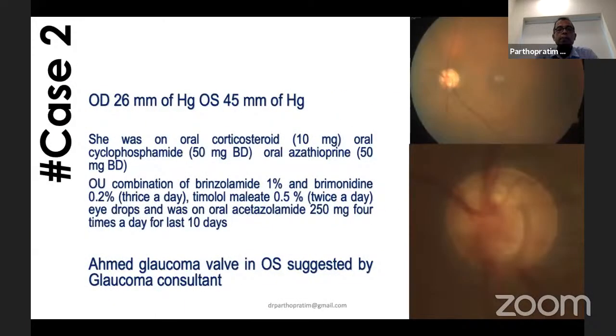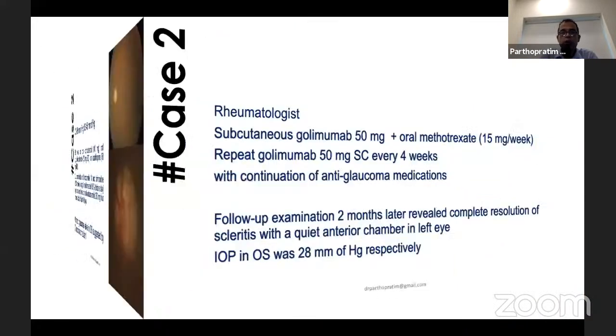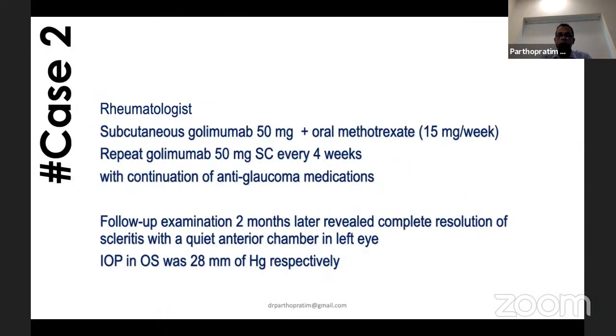The problem was the patient had high IOP, 26 millimeter in the right eye, and in the left eye it was 45 millimeter. And the patient was already on 3-drug anti-glaucoma medication. As you can see here, there is already optic disc damage. So our glaucoma colleague wanted to implant the Ahmed glaucoma valve, the drainage device, to reduce the IOP. But because the scleritis was severe, they were not able to do the Ahmed valve implantation.